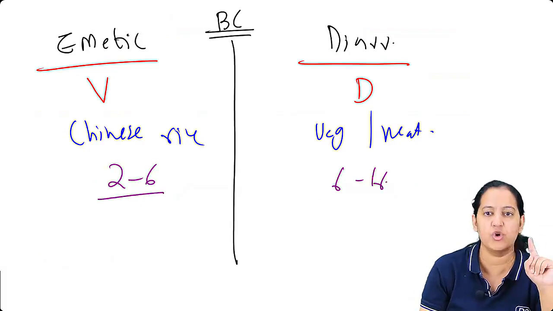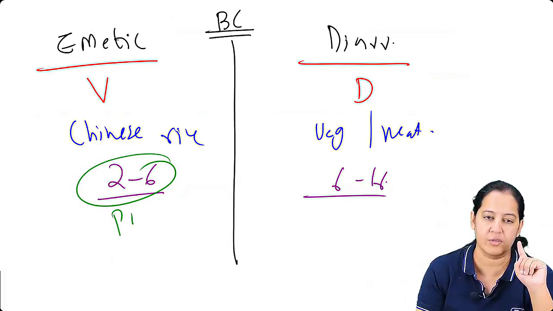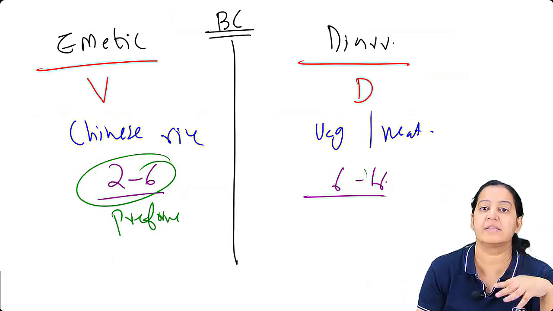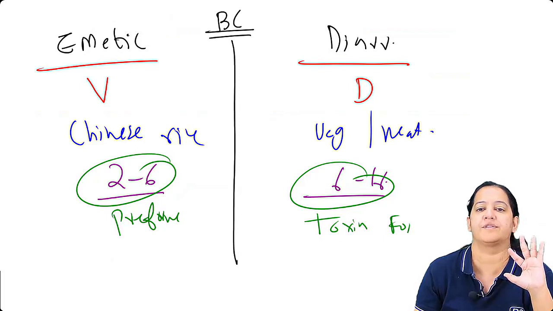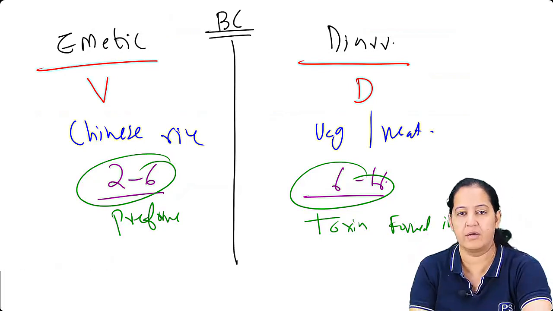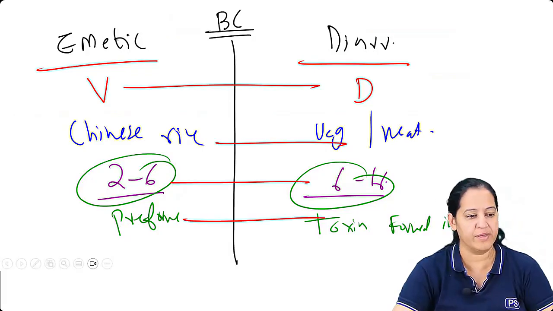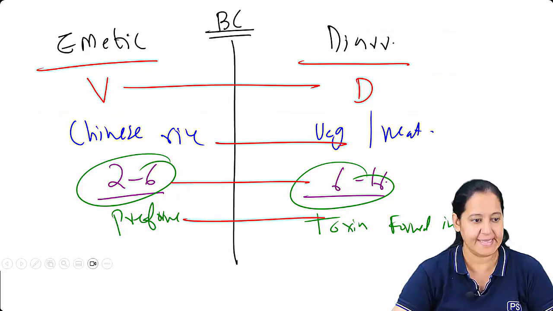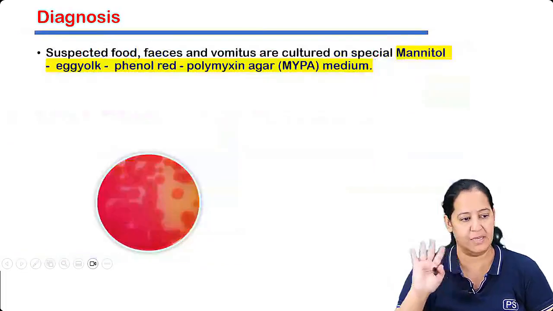Why is it very short? Why is it very long? Now say the reason. It is very short because here the toxin is preformed. And here it is long because the toxin is formed in the intestine. So you get 4 differences here. Learn first, second, third, fourth. The 2 types of food poisoning, you get many questions on that. So the same table is given in front of you. You can read.